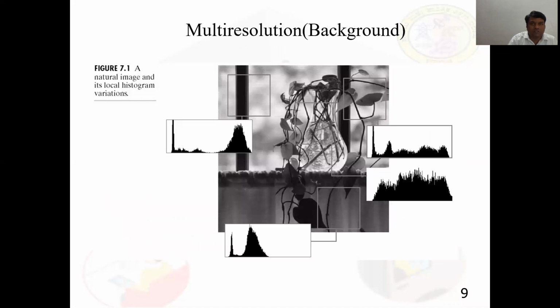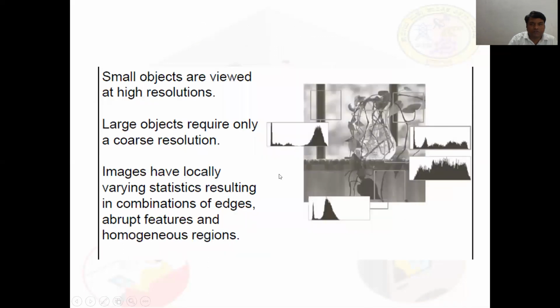This is a multi-resolution image, a natural image, and its local histogram variations. Small objects are viewed at high resolutions. Large objects require only a coarse resolution. Images have locally varying statistics, resulting in a combination of edges, abrupt features, and homogeneous regions.